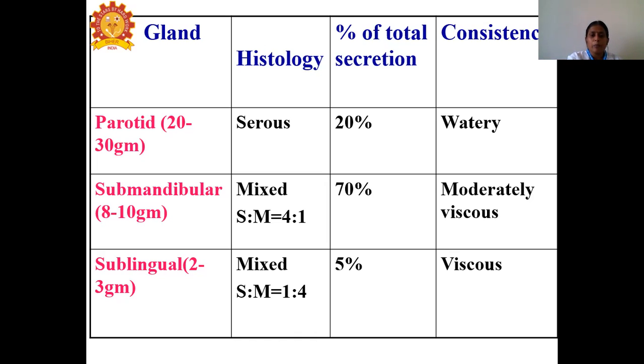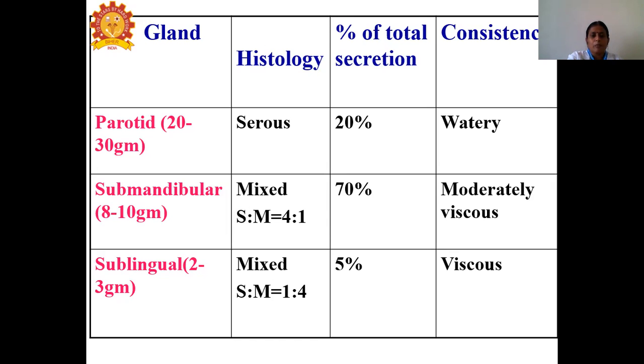Next, the submandibular gland. The weight of the submandibular gland is 8 to 10 gram, and it is a mixed gland. Serous and mucus cells are present in the ratio of 4:1, and the total percentage of secretion is 70%. It secretes moderately viscous saliva.